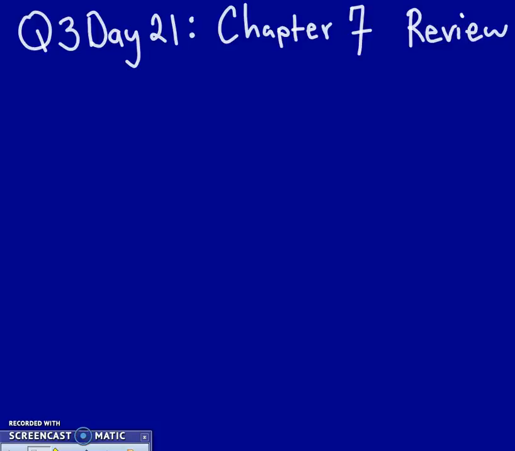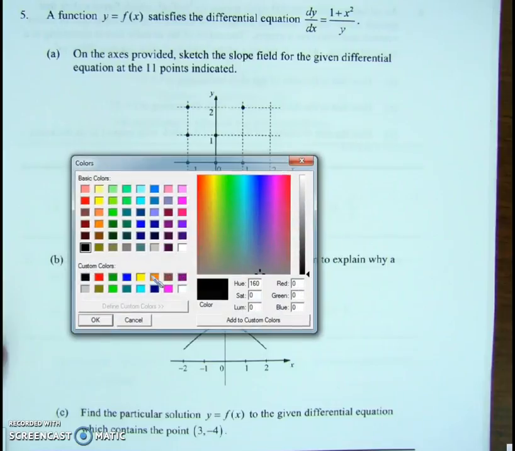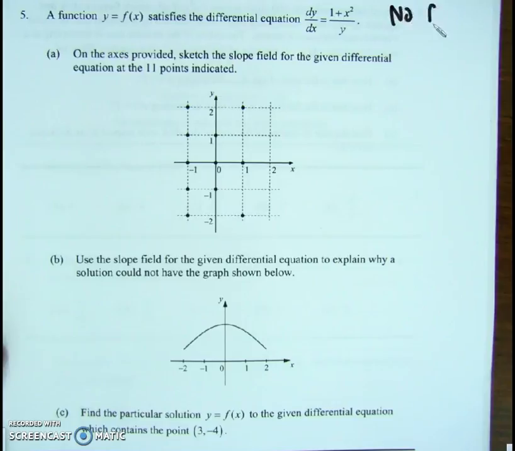In this video, I want to quickly go over an AP style FRQ problem that goes over some stuff that you learned in chapter 7. So we'll just quickly title this Q3 Day 21 Chapter 7 Review. This is from a practice book that I have, and it is problem number 5 from the FRQ, free response questions. This is no calculator, so this is a problem that you would see from the no calculator portion.